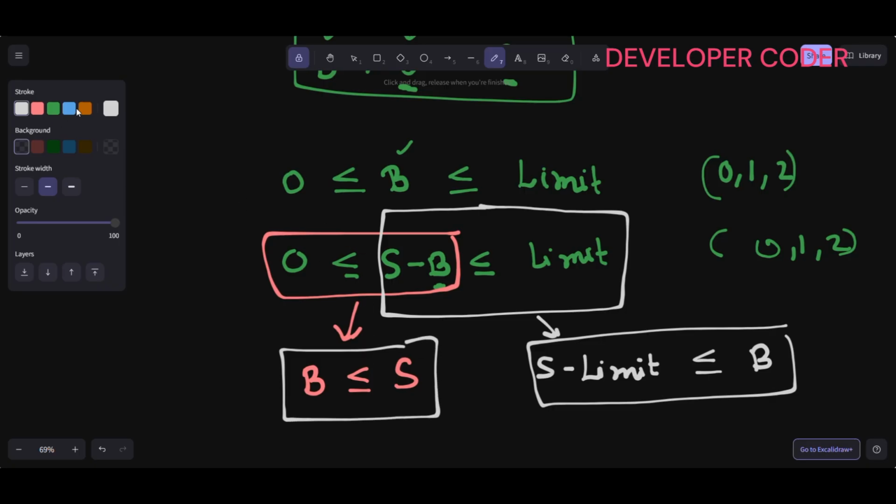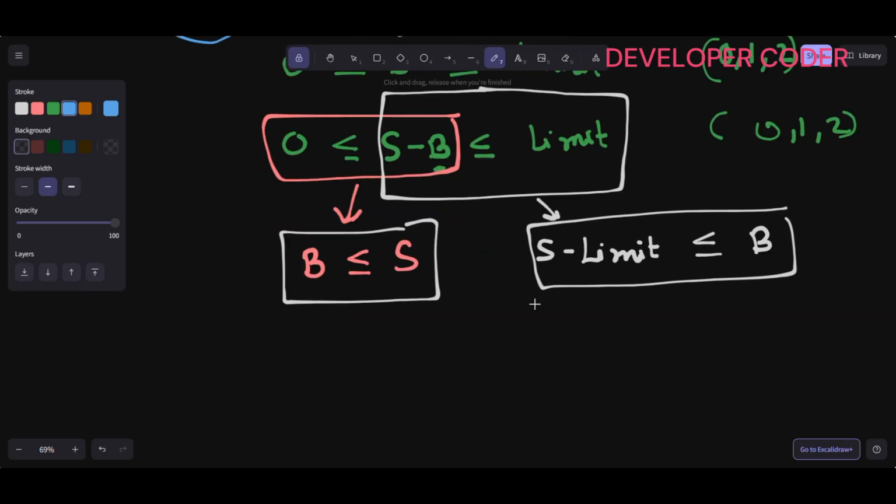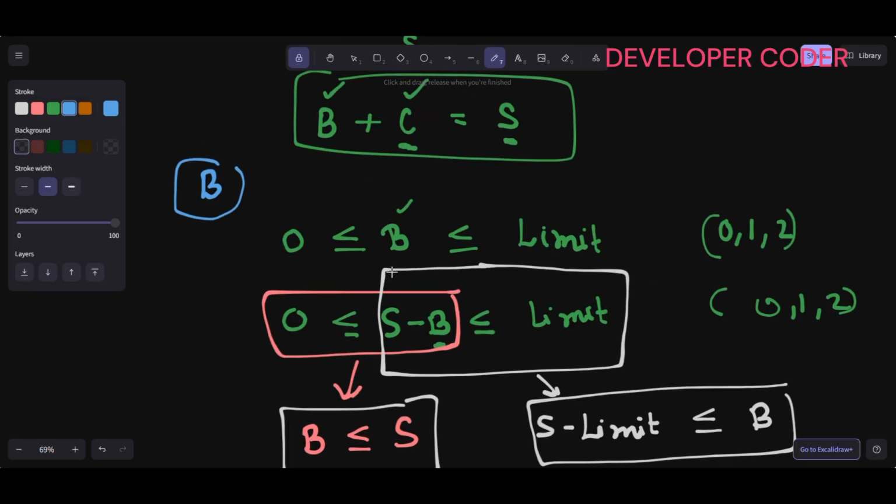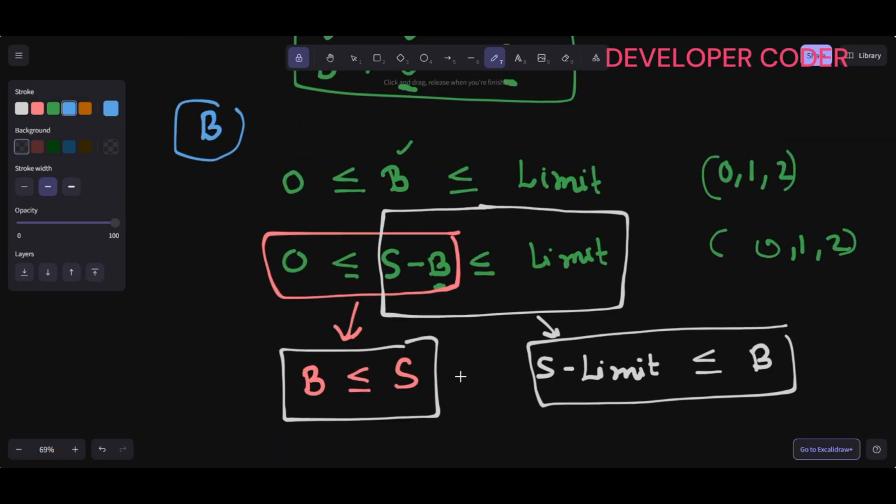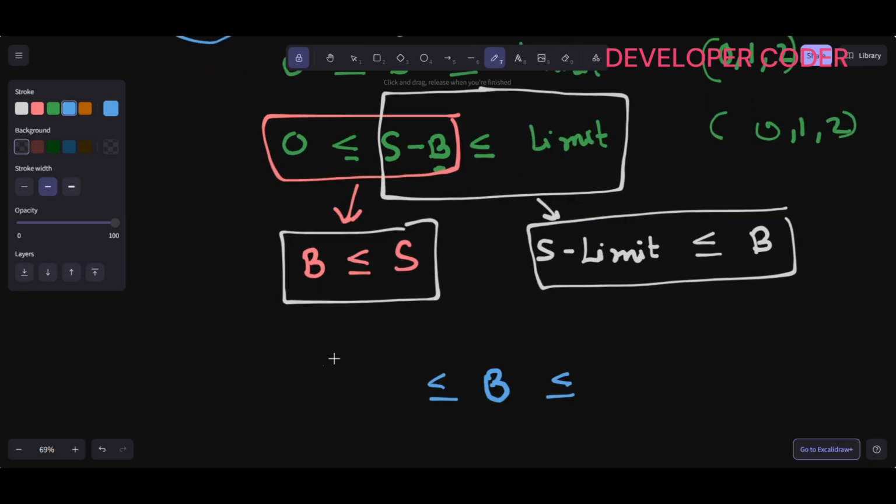Now for the second child, I'm talking about the second child, which is nothing but B. For B, I have to select values, I have to pick one range. Here B is always going to be greater than or equal to 0, or I can say S minus limit. This value is the range.